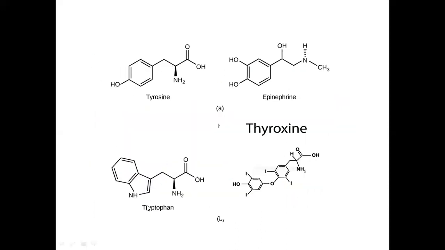And these are the structures of two amino acids, that is tyrosine and tryptophan. And these are the two hormones that are released. One is epinephrine and the other is thyroxine. Here we are not discussing norepinephrine because we don't have that in our syllabus.